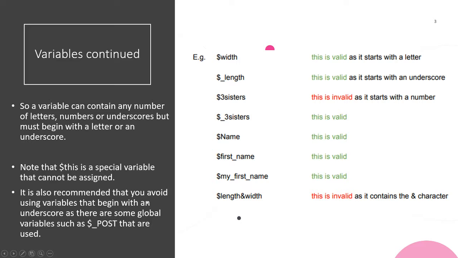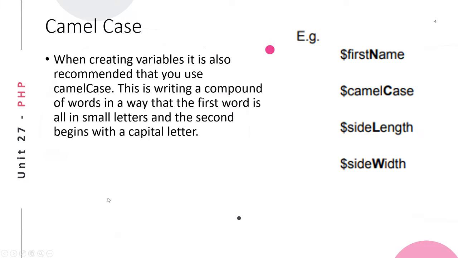It is also recommended that you avoid using variables that begin with an underscore. Now, it is valid and you can use it. However, as we progress through this unit you'll be using a lot of these, which get a piece of information to post to a server. There are a few others as well that begin with an underscore, so you don't want to be messing up with these or getting confused.